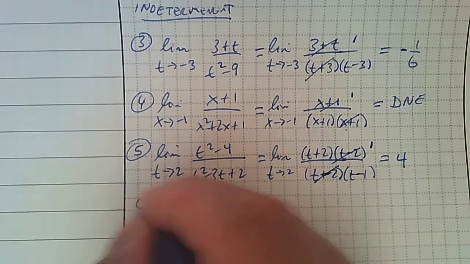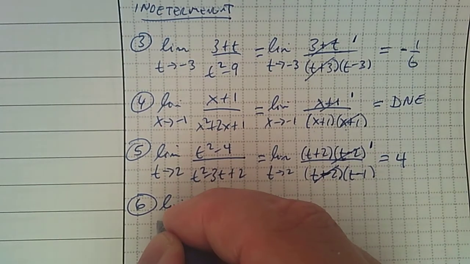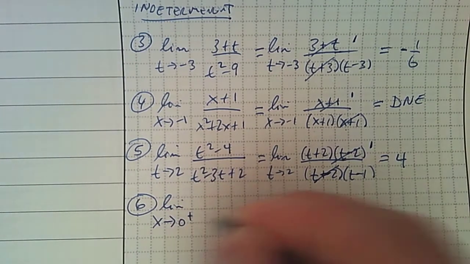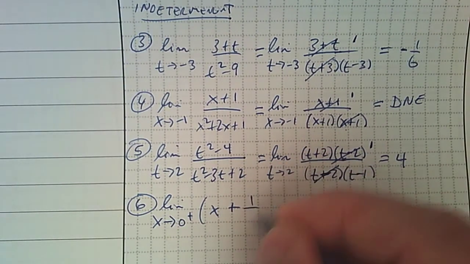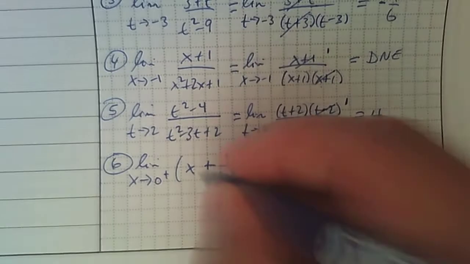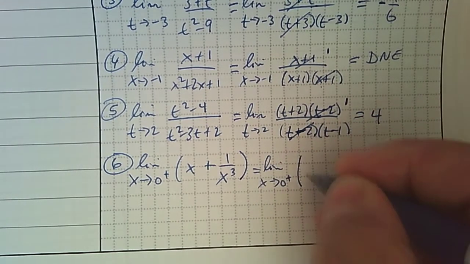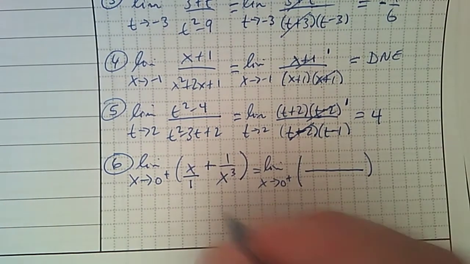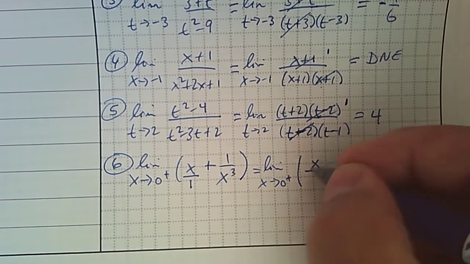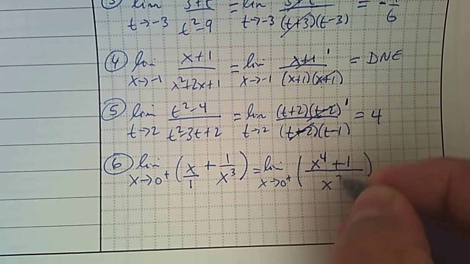Number 6. This is a one-sided limit. The limit as x approaches 0 from the right. Now, for these, what I find easiest is to write this as one fraction. So I'm going to write down the limit as x approaches 0 from the right. If I wrote this as one fraction, think of it as a 1 down here, I'd multiply x cubed top and bottom. So x cubed times x is x to the 4th plus 1, and that's all over x cubed.